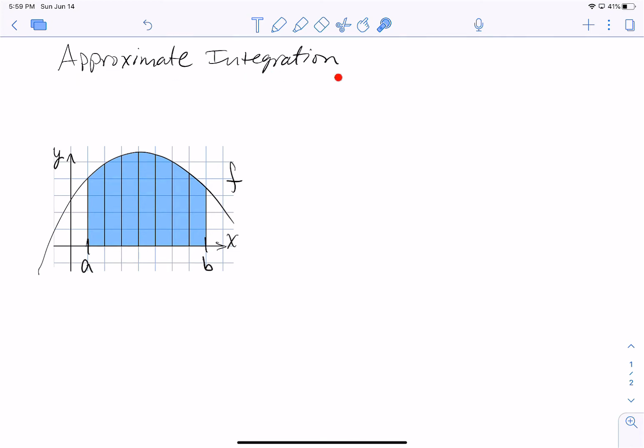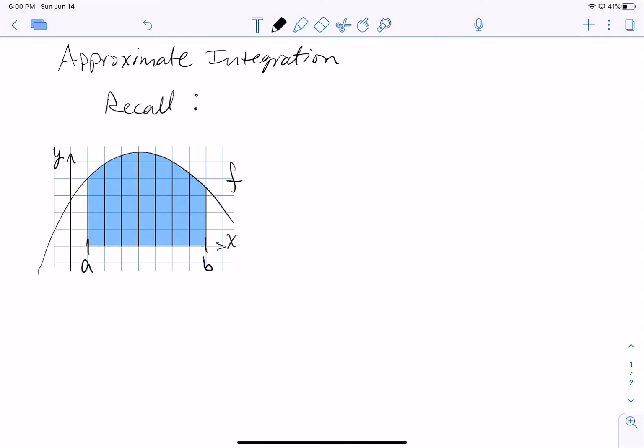Approximate integration refers to techniques that we use to approximate integrals without actually finding antiderivatives. Recall that when you first saw integration, it was presented as the area under a curve from a to b, such as we have in this diagram.